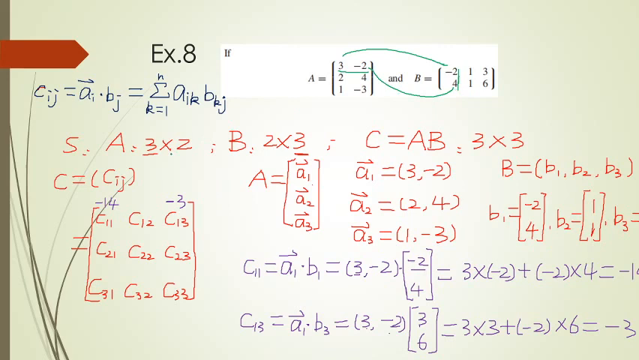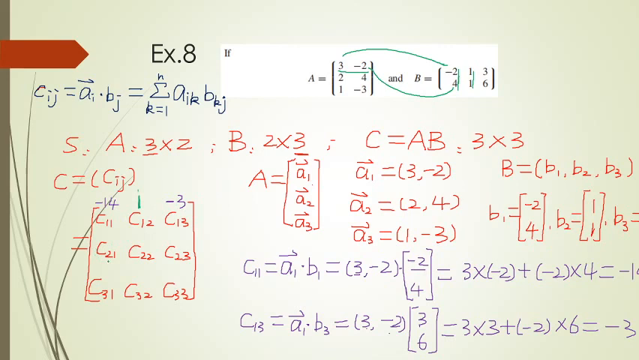And then how can we do C12? C12 means the first row in matrix A and the second column in matrix B. So that will be 3 times 1 plus minus 2 times 1, of course, it's 1. Everyone is clear? And then C21.